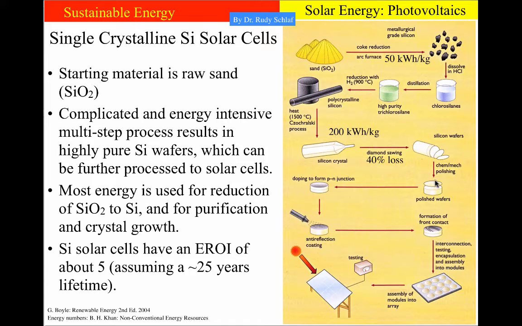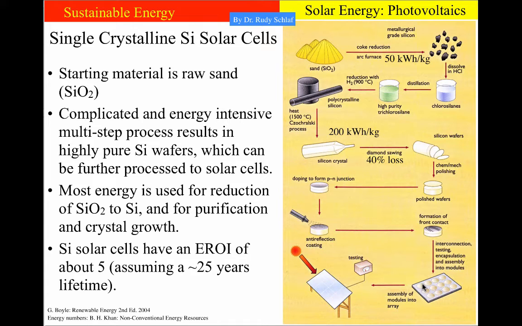These wafers then are polished with a chemical mechanical polishing process. Then we need to dope them to make that p-n junction. Then we put the anti-reflection coating on there. Then we make the contacts, and then the solar cells are assembled into a module and tested.